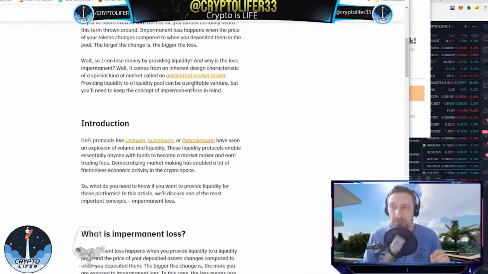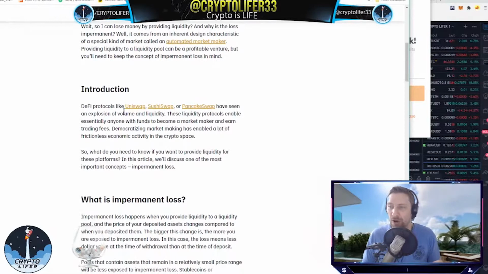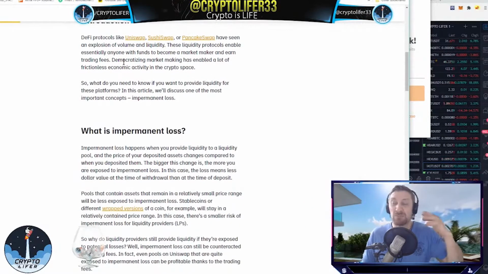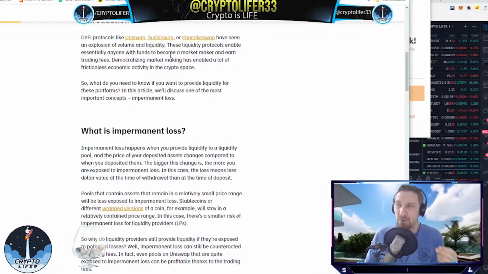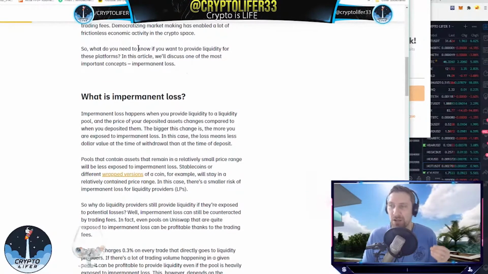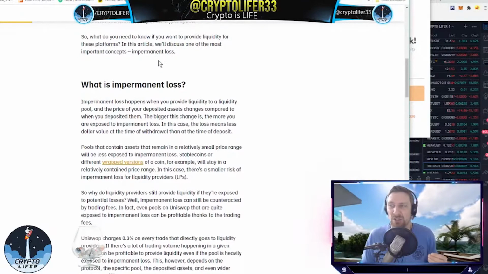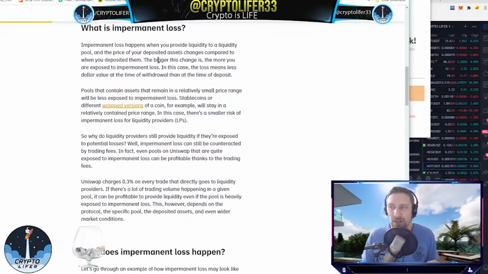Providing liquidity to a liquidity pool can be a profitable venture, but you'll need to keep the concept of impermanent losses in mind. DeFi protocols like Uniswap, SushiSwap, or PancakeSwap have seen an explosion of volume and liquidity. These liquidity protocols enable essentially anyone with funds to become a market maker and earn market trading fees. Democratizing market making has enabled a lot of frictionless economic activity in the crypto space. So what do you need to know if you want to provide liquidity for these platforms? In this article, we'll discuss one of the most important concepts, impermanent loss.